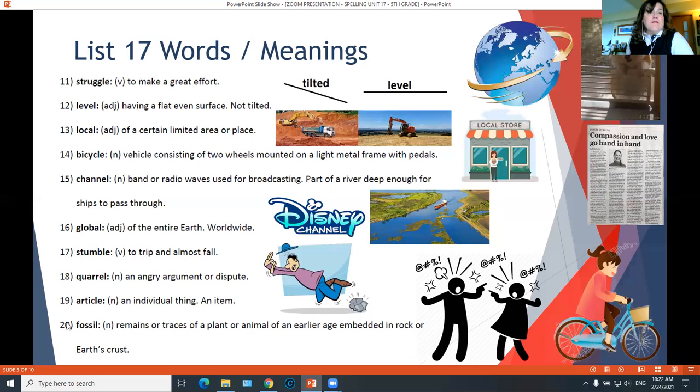Fossil. Fossil is the remains or traces of a plant or animal of an earlier age that has been embedded in rock or earth's crust. You have studied the concept of fossil in science, okay? And then in the picture, we have a fossil of a shell, okay? It looks like rock, but it still has the shape of the shell.